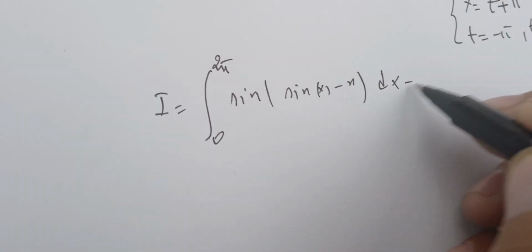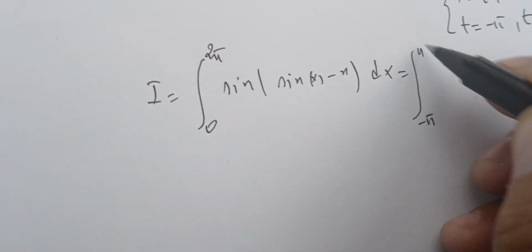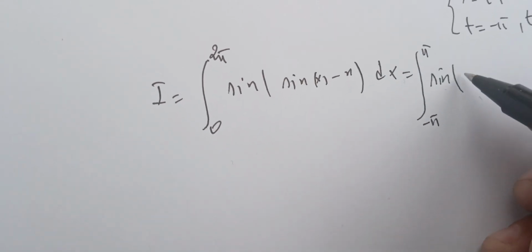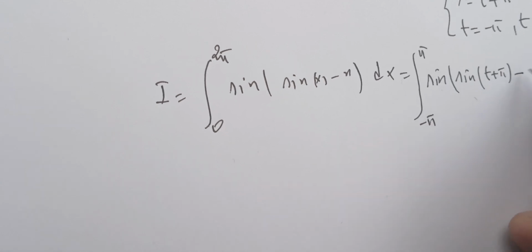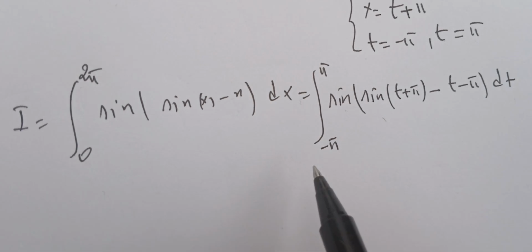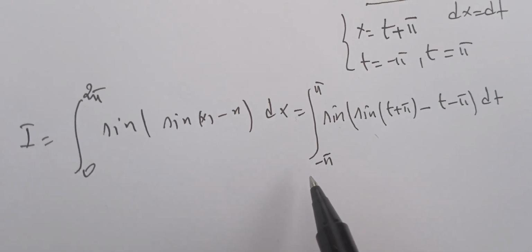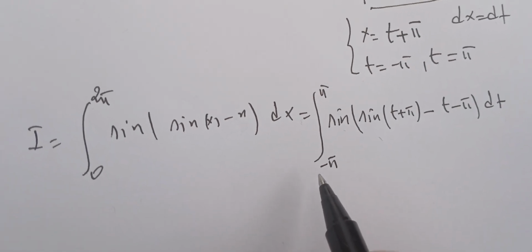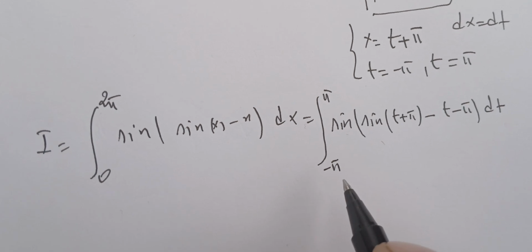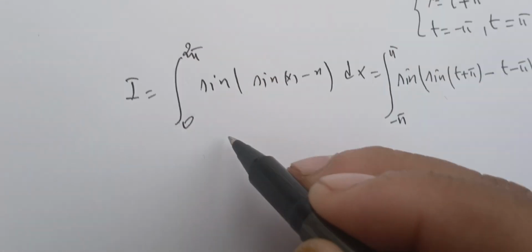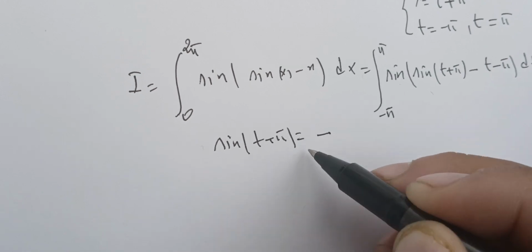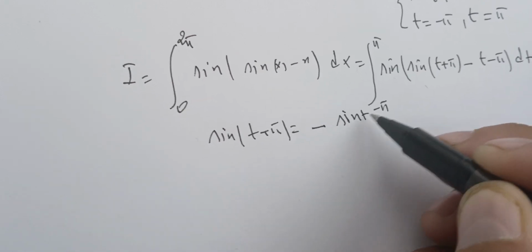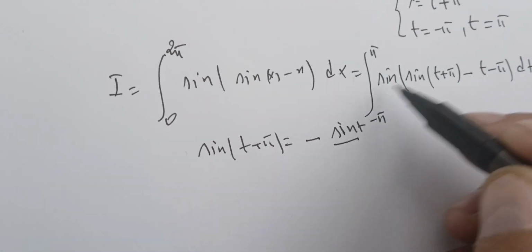So here, this one is going to be the integral between minus pi and pi of the sine of what's x now? X is t plus pi, minus x, so minus t minus pi, dt. Okay? We're going to use many properties of the sine function. First, the sine of t plus pi is minus sine of t. Okay? So we're going to use this one here.